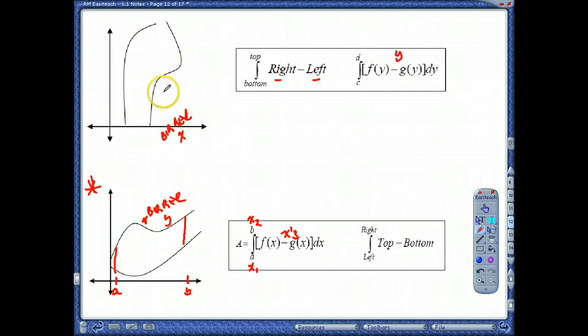Okay? Well, everything's got to be in terms of y, so we have our y1, our y2, and just like with the x's, smaller number on the bottom, bigger number on the top. So that's going to give us this area right in here with respect to y.